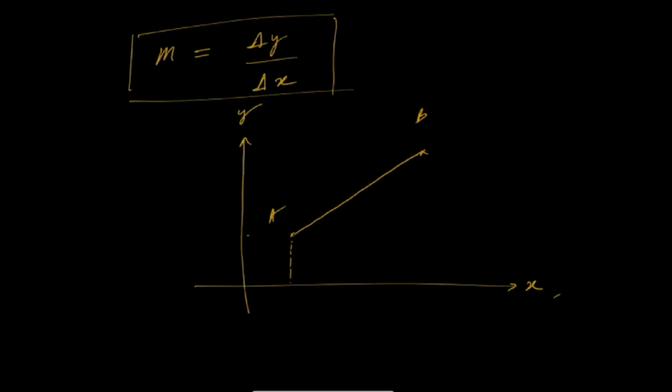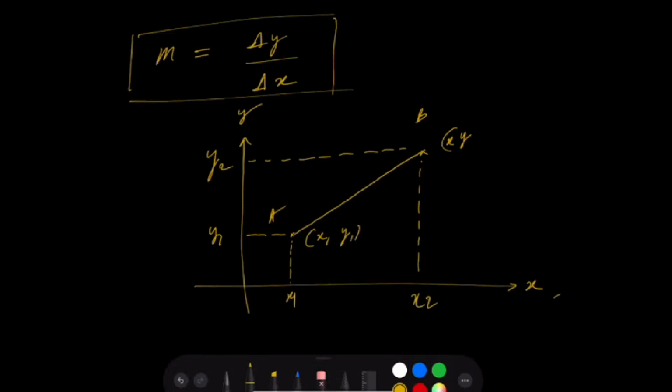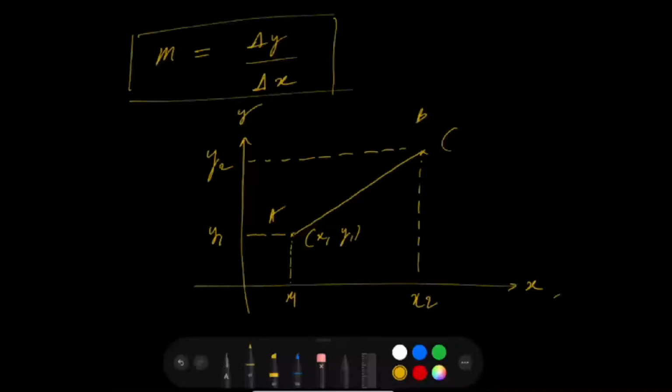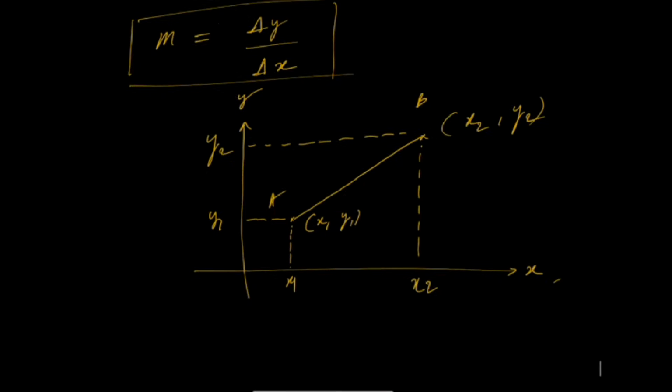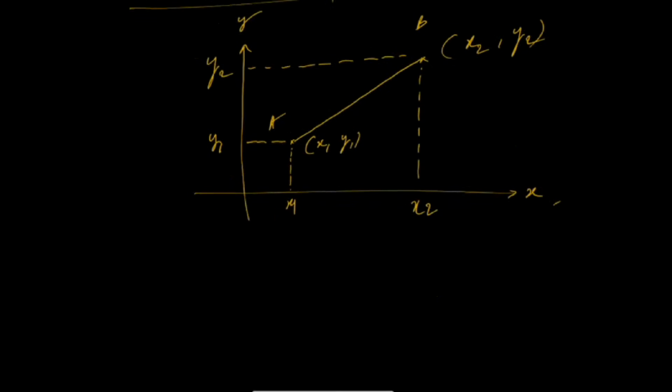So this is x1, this is y1, this is x2, and this is represented by the ordered pair x1 comma y1 and another ordered pair x2 comma y2. So when you move from point A to point B, the values of x as well as y may change. Okay, so what is the slope of this line?